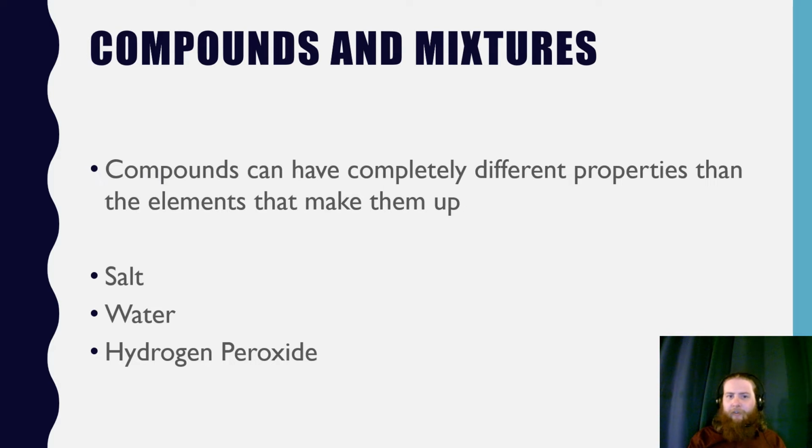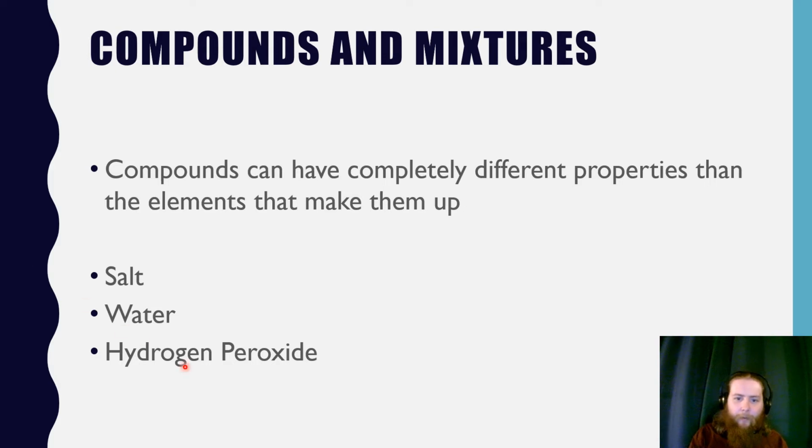Compounds and mixtures. Compounds can have completely different properties than the elements that make them up. Take, for example, salt. It's made out of sodium, which is highly explosive in water and air, and chlorine, which is a deadly gas, and you mix them together and you get harmless table salt that we can readily consume and enjoy. Water: both hydrogen and oxygen will exist in gaseous forms unless they're bound together to form water, where they form a liquid. And hydrogen peroxide.